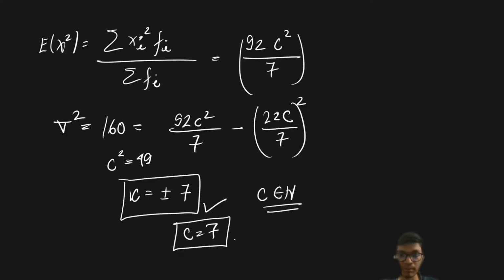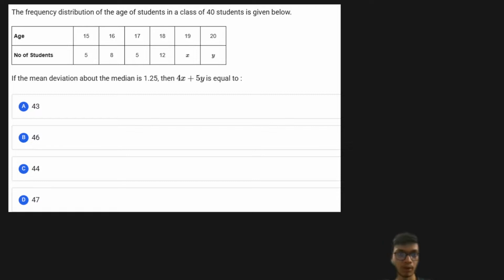So let's proceed with the next problem then. The next problem is again a very similar problem of a similar type. Again we have a frequency distribution table for the ages of students in a class of 40 students. For the corresponding ages, the number of students is given in the frequency distribution table. It is said that the mean deviation about the median is 1.25, and you have to find the two unknown values x and y, right?